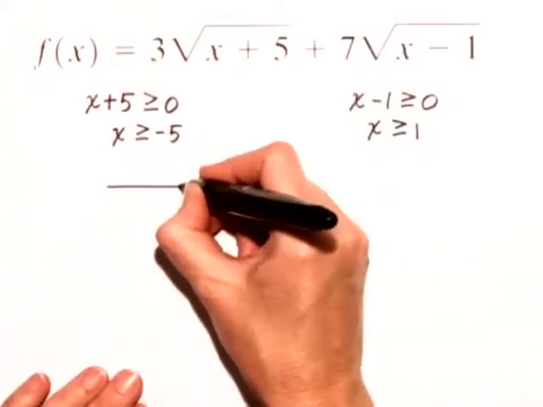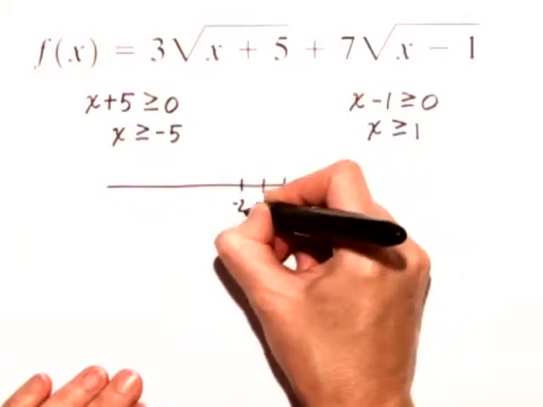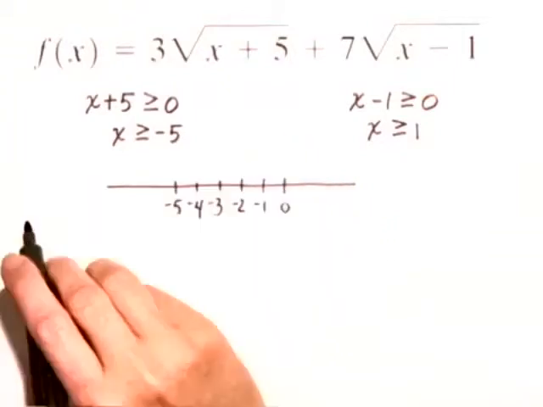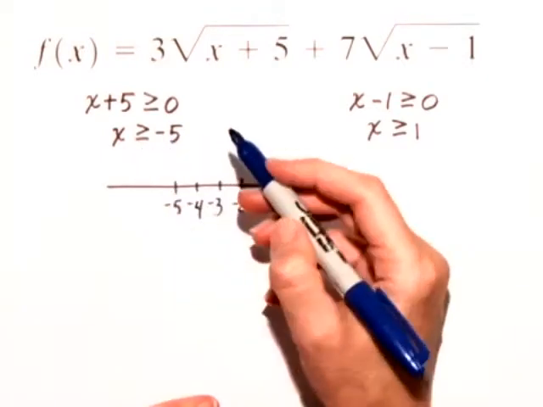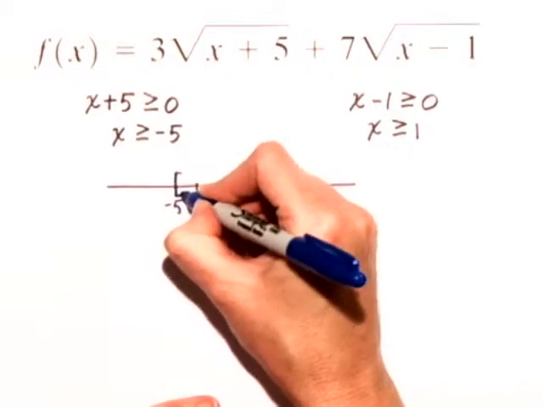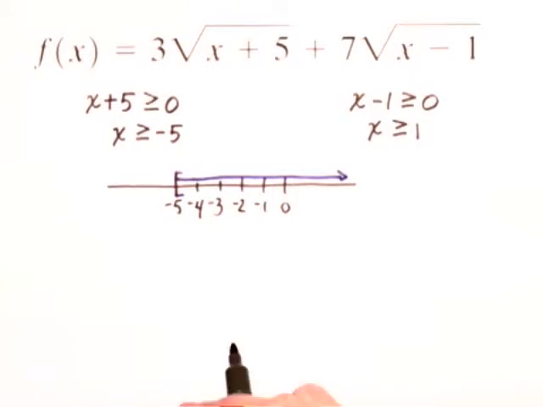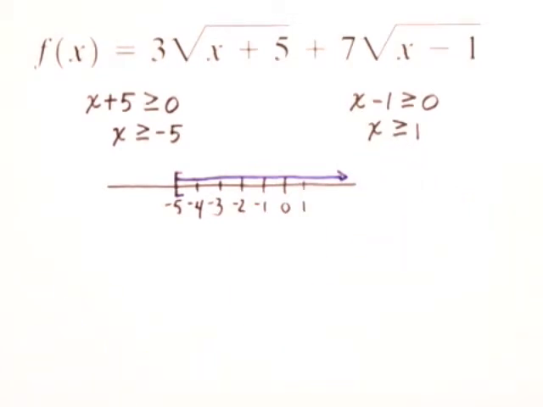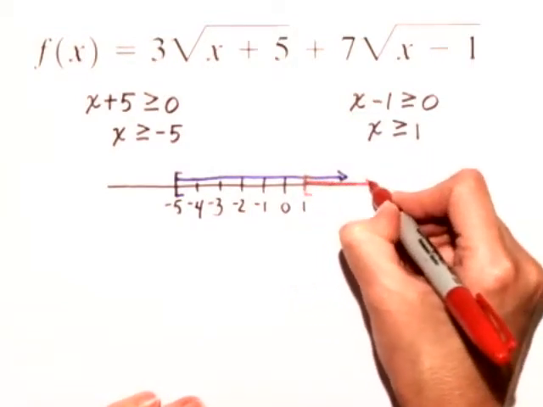Now, let's use a number line to help us. Okay, we have for our first piece of information, x has to be greater than or equal to -5. So on the number line, it would look like this. I should add a 1 right here. And the other piece of information we have is that x needs to be greater than or equal to 1, which really looks like this.